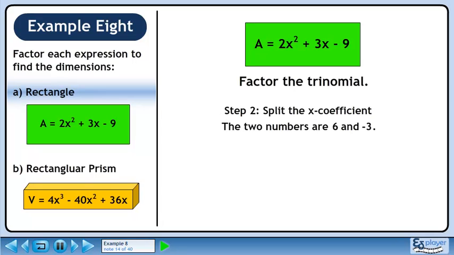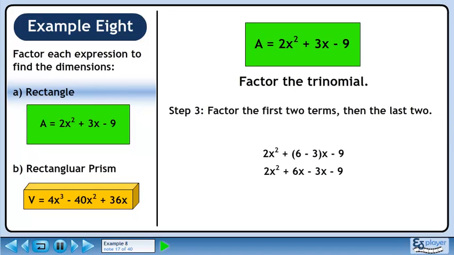In step 2, we will split the x coefficient. Three is the same as 6 minus 3. The four-term polynomial is 2x squared plus 6x minus 3x minus 9. In step 3, we'll factor the first two terms, then the last two. We can pull out 2x from the first two terms and minus 3 from the last two terms.